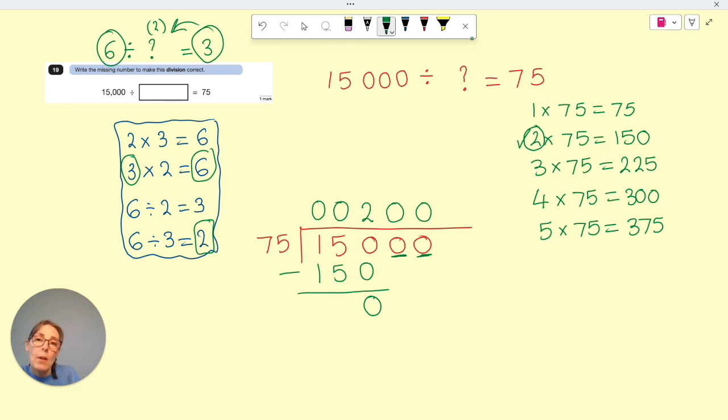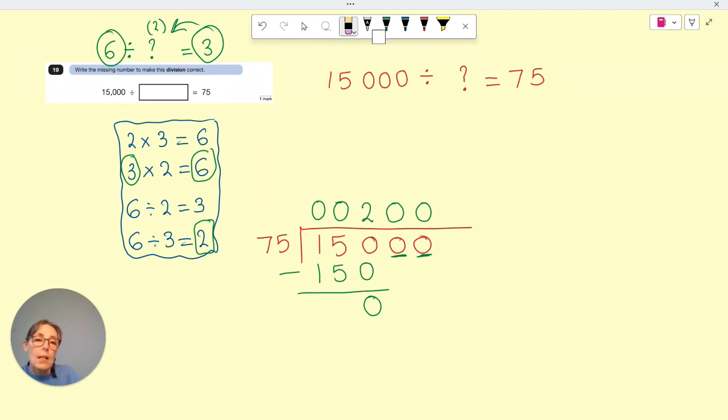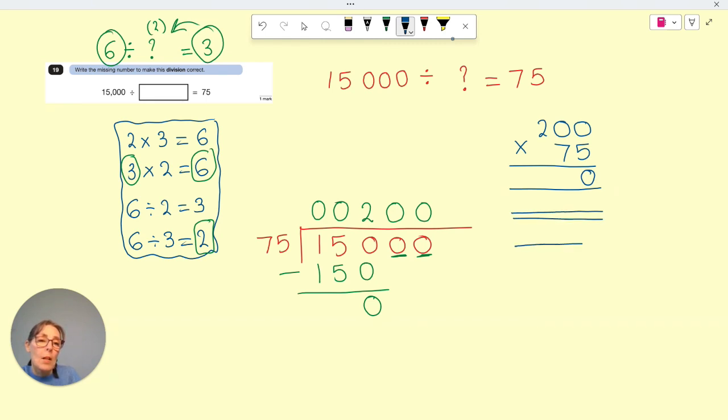I wonder whether I could check. So we didn't need all that, which is really good. Glad I didn't go all the way. I wonder whether I could do 200 multiplied by 75 and see if it would give me 15,000. 5 times 0 is 0. Ah, hang on a minute. I've got to put my other, there you go. 5 times 0 is 0. 5 times 0 is 0. 5 times 2 is 10.